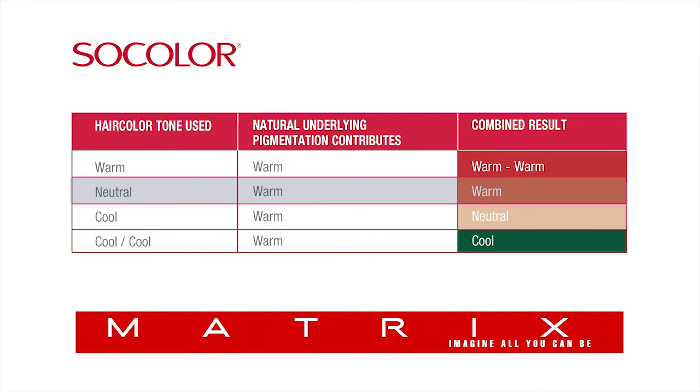If a neutral tone is used and the natural underlying pigment is warm, you will have a warm result. If a cool tonality is used and the natural underlying pigment is warm, you will create a neutral result. And if an extra cool tone is used and the natural underlying pigment is warm, you will have a cool end result.